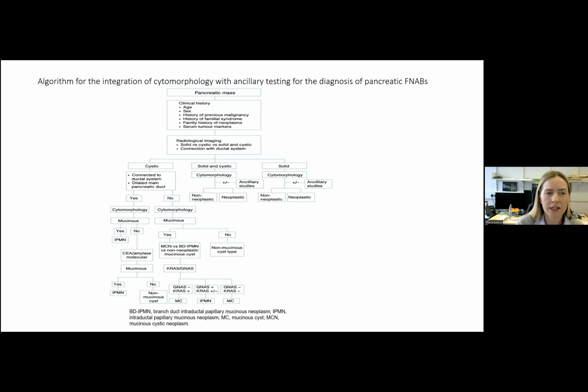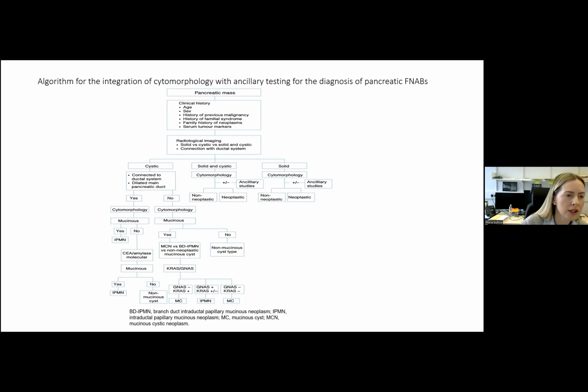In terms of your solid and cystic components, these can arise in two settings. It can arise as a result of solid tumours undergoing cystic degeneration, or it can arise in the setting of a cystic lesion which has solid areas. And often imaging modalities will help you distinguish those because they'll be able to see solid components in a cyst.